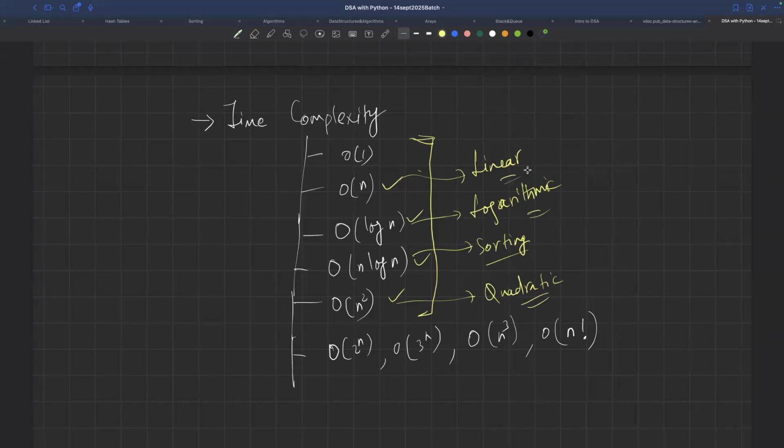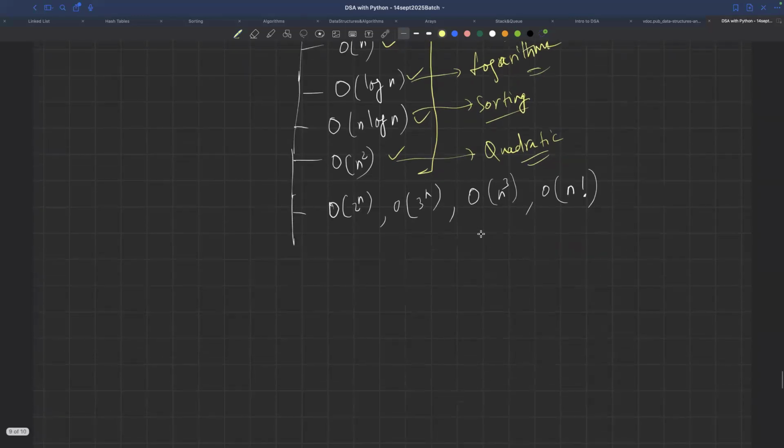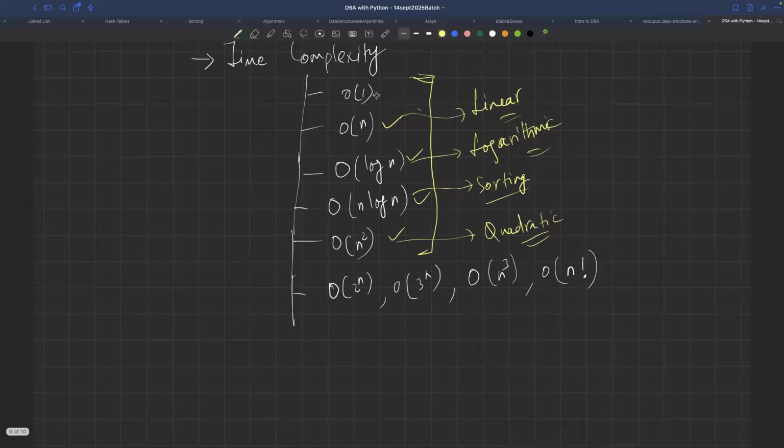If you are studying theoretically, then based on time complexity there can be different problems where you will have root of n, n root of n, all those things. But normally for our use case, we will be coming across these when we are trying to solve problems. This is called constant.